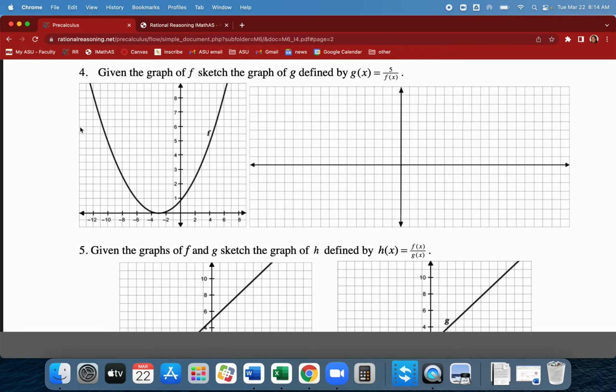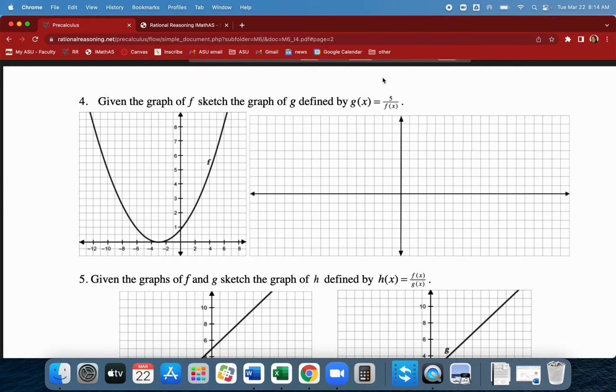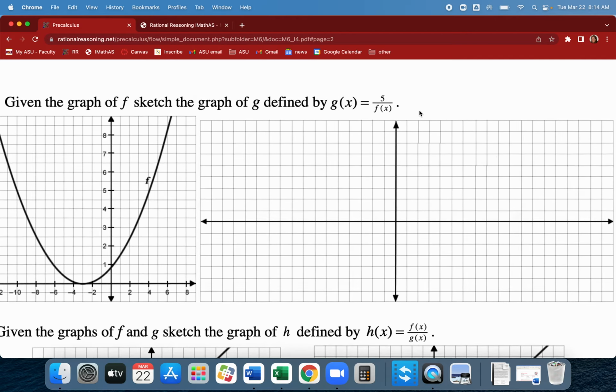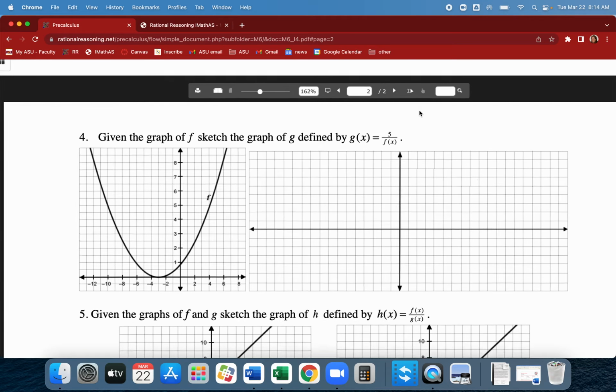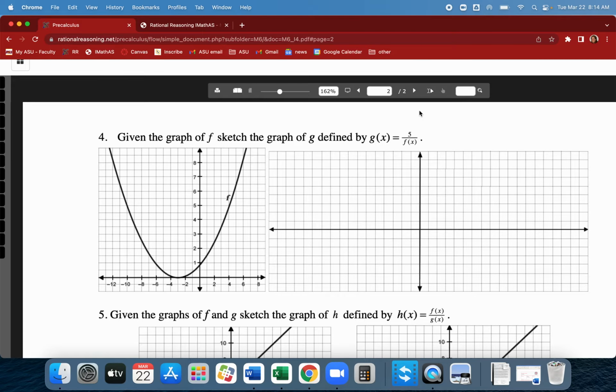Also notice, just in case you were looking up here or on your paper, it's also quite small. This is 5 over f of x as opposed to 1 over f of x, so it's 5 times the reciprocal. But the same general shape is going to happen regardless of whether that's a 1 or a 5. Just kind of like x squared and 5x squared are very similar.